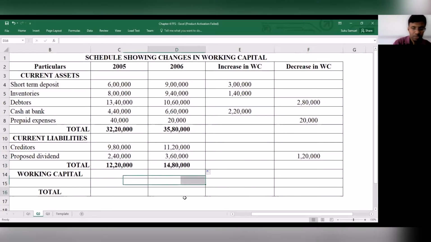Now let's look at the working capital. How do we calculate working capital? Working capital is current asset minus current liability. For year one, it is 20,000. Similarly, let's calculate for 2006. For 2006, it is 21,000. Sorry, I think I made a mistake. It is 20 lakh for 2005 and 21 lakh for 2006. I mentioned that as 20,000 and 21,000.